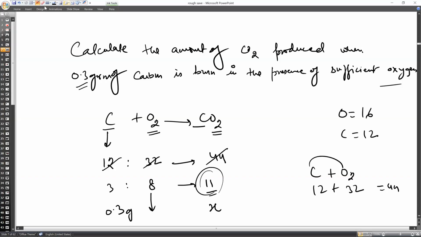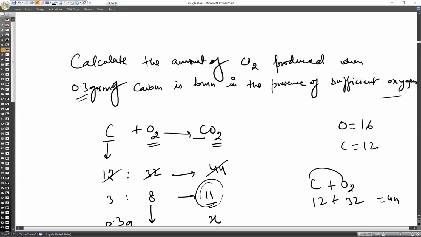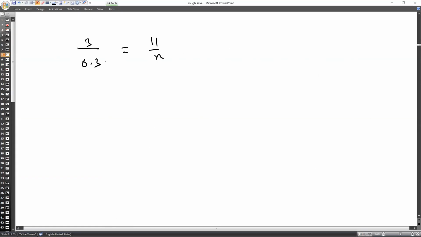So what you need to do next is write 0.3, and you write 3 upon 0.3 because the ratio is 3 upon 0.3 is equals to 11 by x. Let's check it. 3 upon 0.3 is equals to 11 by x. Don't write the other one because it is not being asked. Okay, now try to find out the value of x.